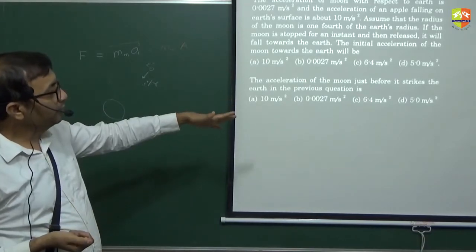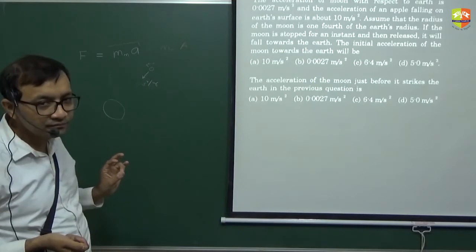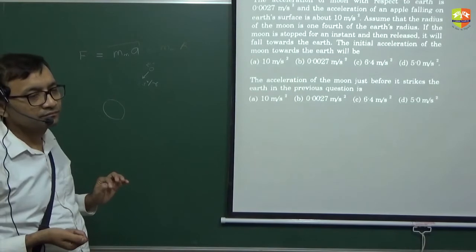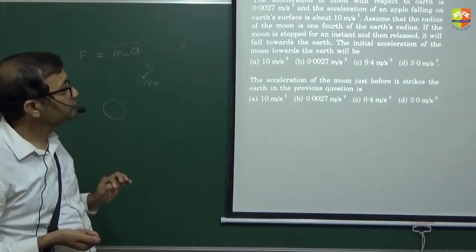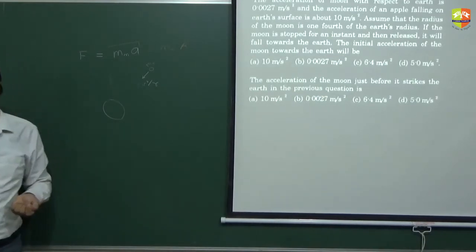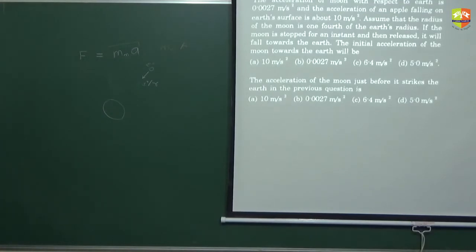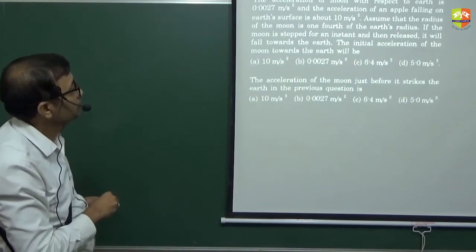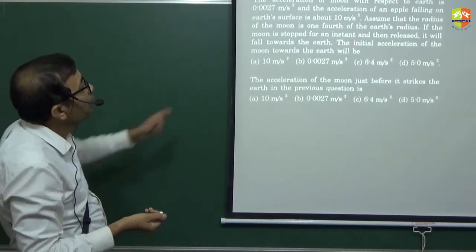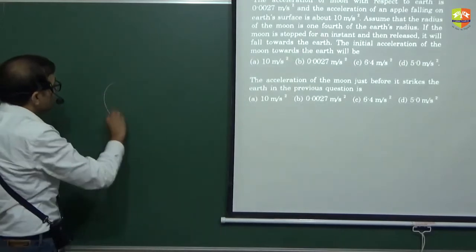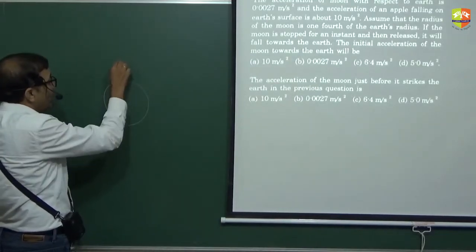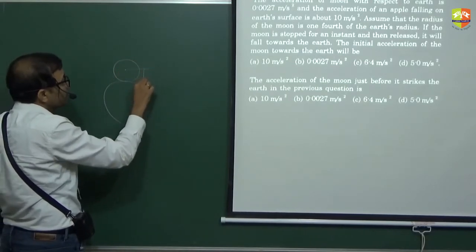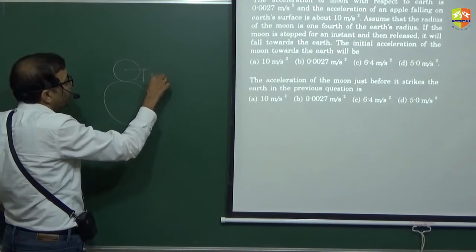Acceleration of the moon just before it strikes the Earth. How much? 6.4. Why? So you can equate R. When it hits, the total distance will be R plus R by 4, so 5R by 4. The radius of the moon, is it given? Yes, it's R by 4. It is written as one fourth of the Earth radius. So this is the Earth, there's the moon, and the moon's radius is R by 4.